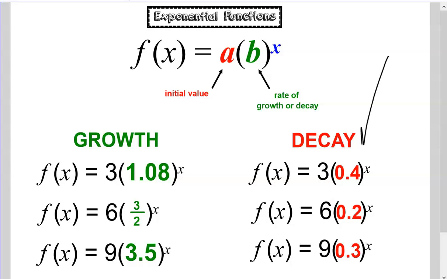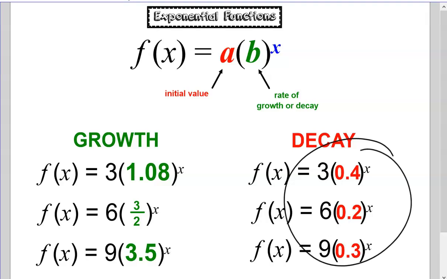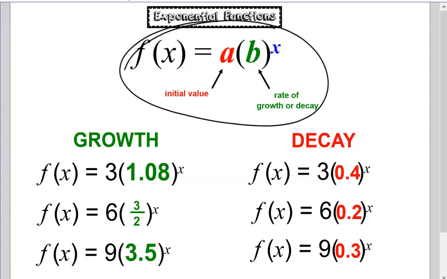So all of our decay values are going to be between the value of 0 and 1. They can't be 0 and they can't be 1, but they can be between 0 and 1. So we can have a fractional value, but if it has a value that's higher than 1, then it's growth. And if it has a value between 0 and 1, then it's decay. So that's what defines our exponential growth functions.